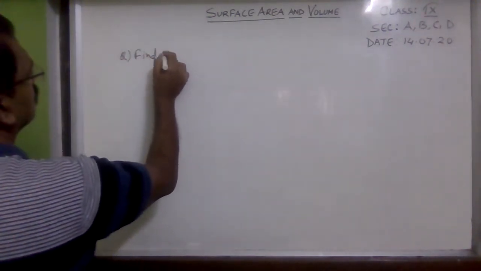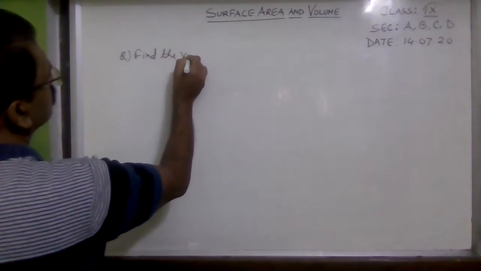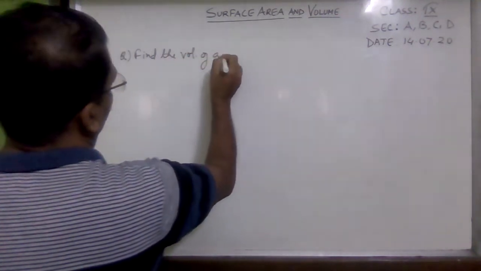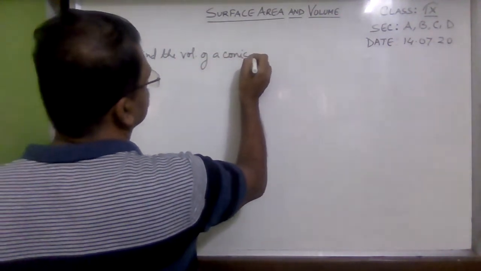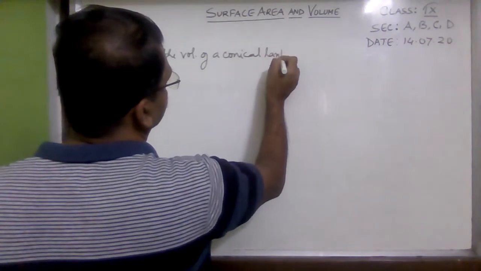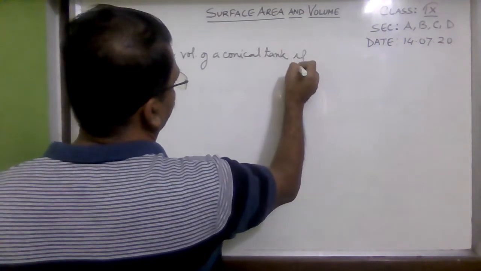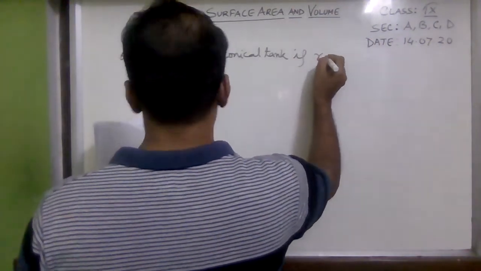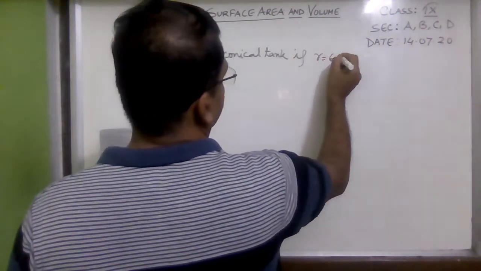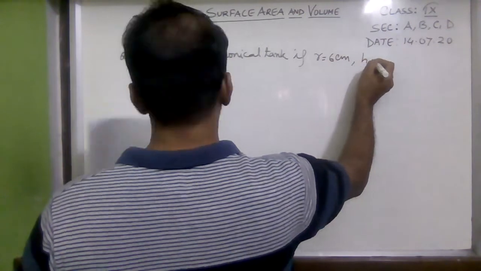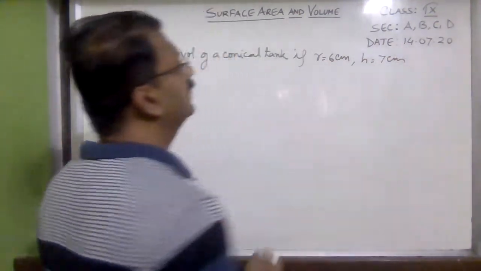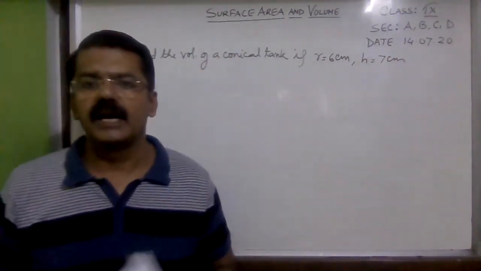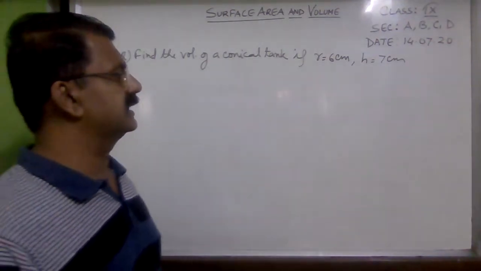Find the volume of a conical tank if R, that is the radius of the base, is equal to 6 centimeter, and the height is 7 centimeter. The height is given 7 centimeter and radius of the base is given 6 centimeter.